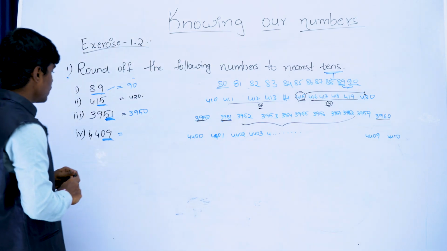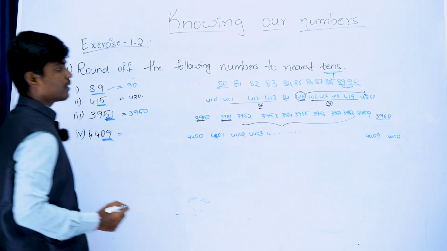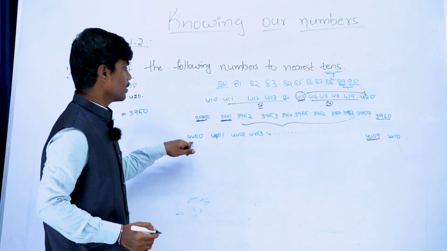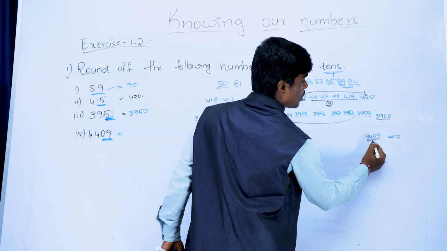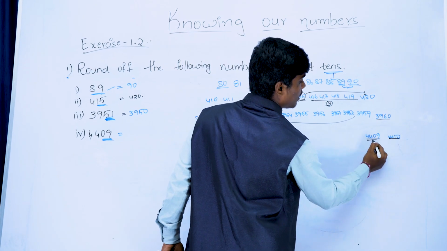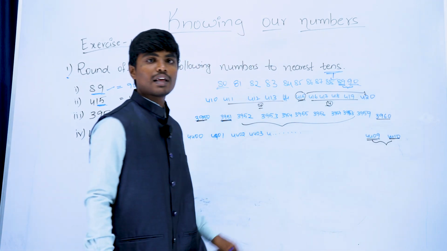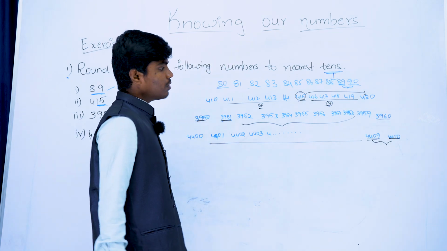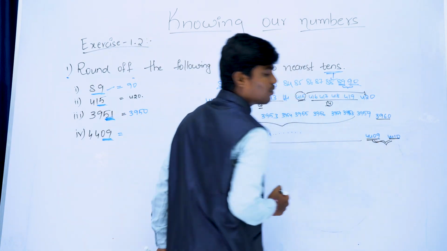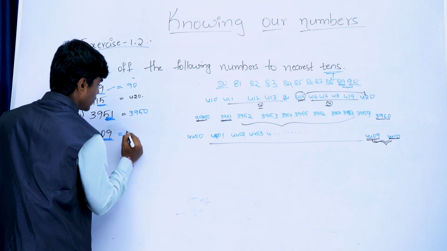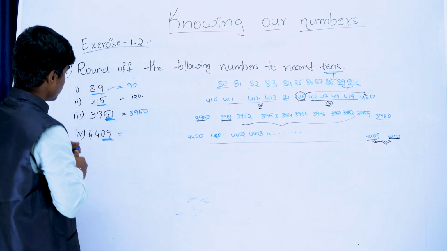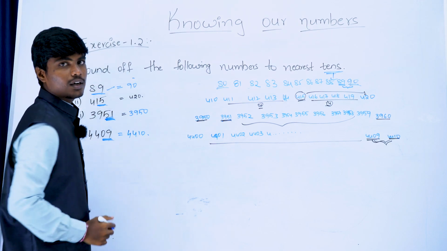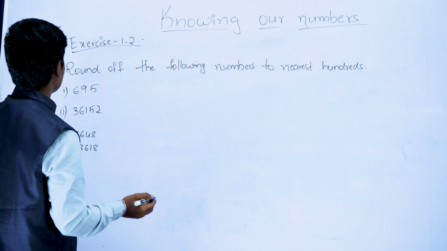See, here the given number is 4409. 4410 is just after 4409. Here 4400 is far away. So this is rounded to 4410. So the answer is 4410.